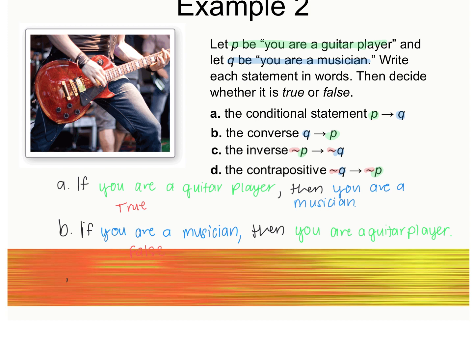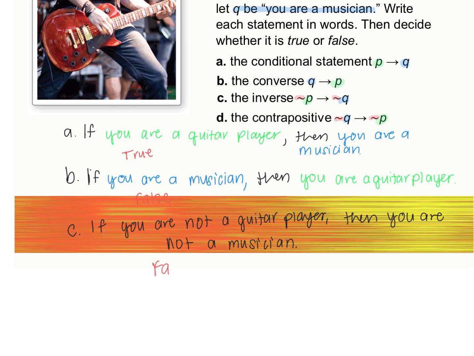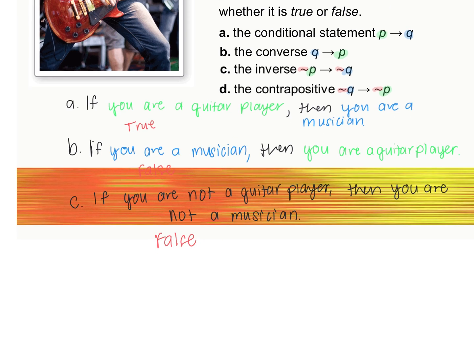All right, looking at the next one, C. This one is inverse, so now I'm writing my conditional, but I'm negating it. So if you are not a guitar player, then you are not a musician. Again, this one is going to be false. Why? Because you could play an instrument other than a guitar. You don't have to play a guitar.